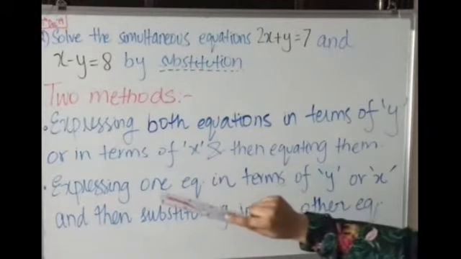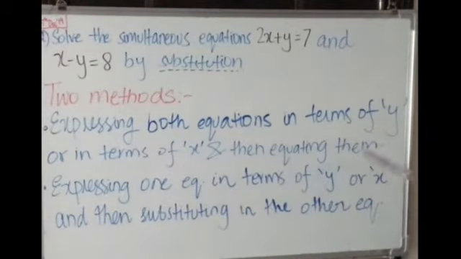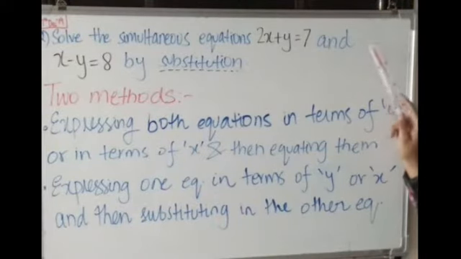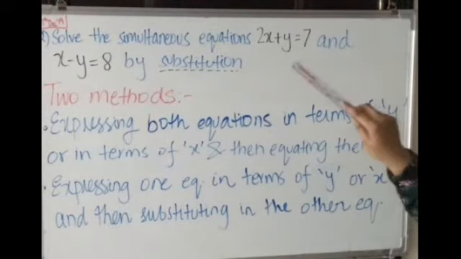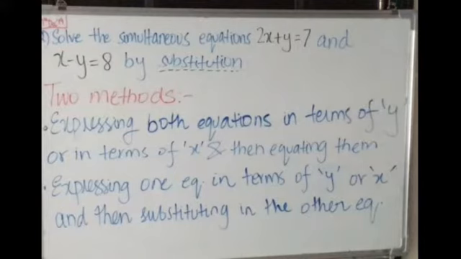Okay. So the first one is expressing both the equations, meaning this equation and this equation, in terms of y or in terms of x, and then equating them, meaning putting them equal to each other, okay? I'll explain both the methods. This one is my favorite. This one is the easier method. And the second one is expressing one equation in terms of y or in terms of x, meaning this would be like y is equal to 7 minus 2x, and then you substitute the value of y in the other equation. Okay, so you can do that also.